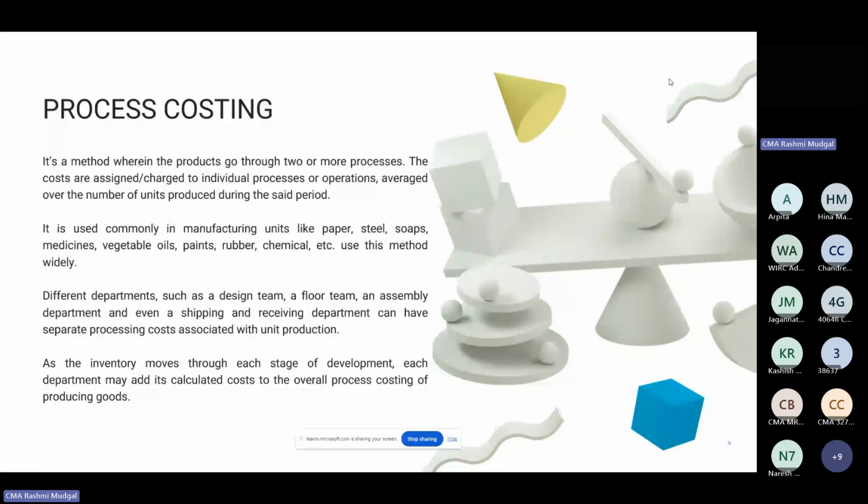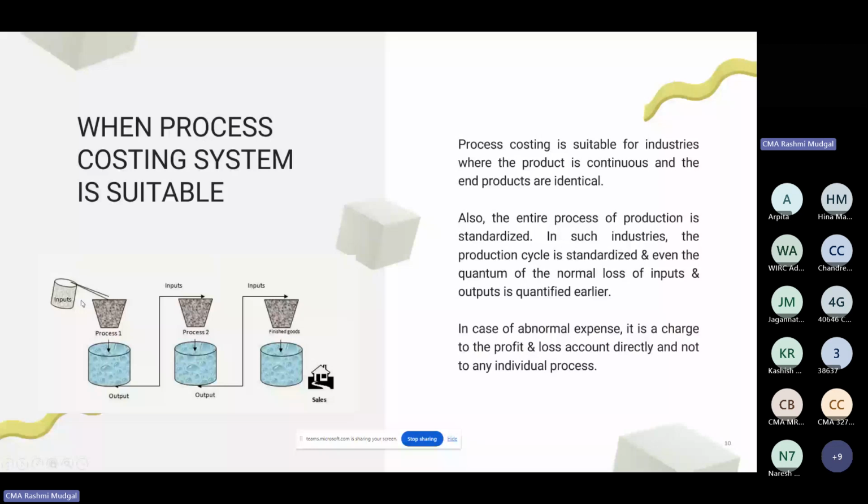Okay, process costing, why is it suitable? Firstly, it is suitable for an industry where one process produces a good which can be sold in the open market as well, or can be taken as an input of the second process. How it works: we can see here the input is put into process 1, and the output of process 1 is the input of process 2. Again, process 2 makes an output which can be taken as an input of a third process, and it will become finished goods in the third place.